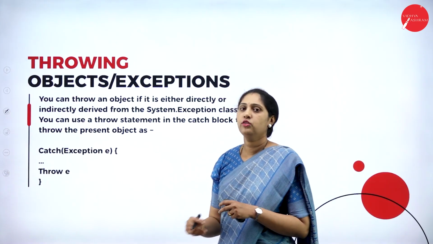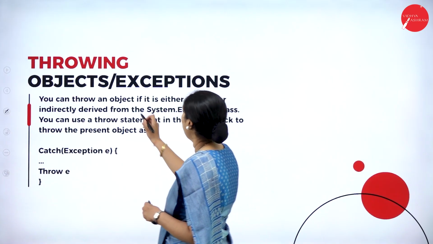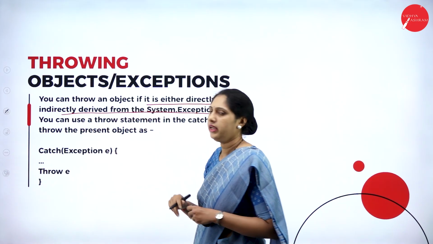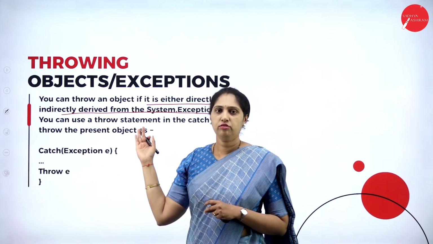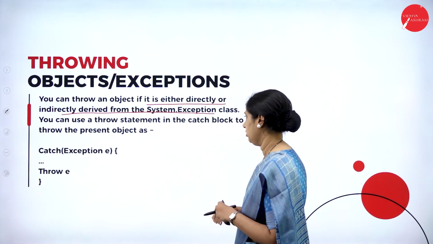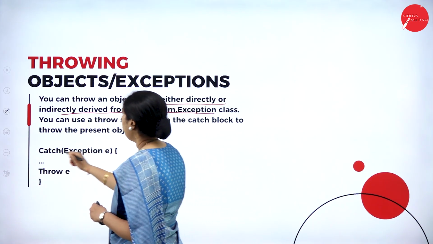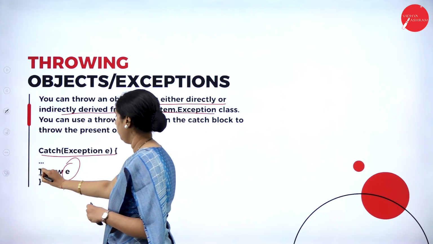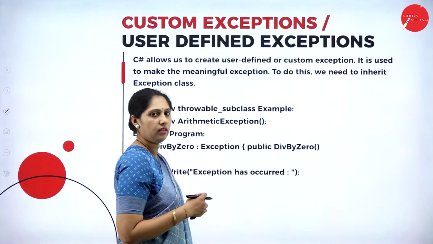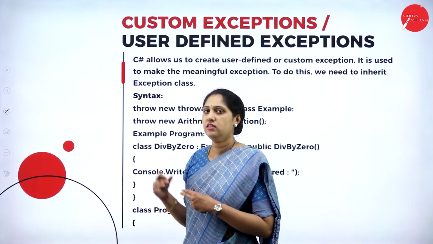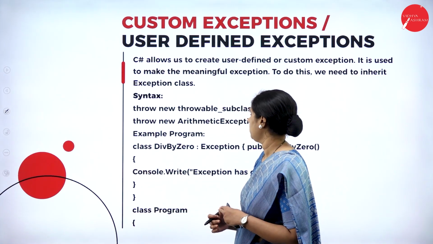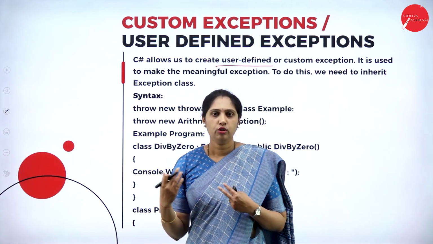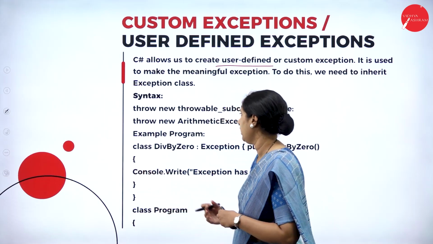Next, now we'll throw an exception. You can throw an object if it is either directly or indirectly derived from System.Exception. We all know that Exception is derived from the System.Exception class. Here we are using a catch statement and throwing the exception using the throw keyword. Next, custom exception. In this custom exception, you can see the syntax of how we can define it. Custom means it is defined by us, that is user defined.